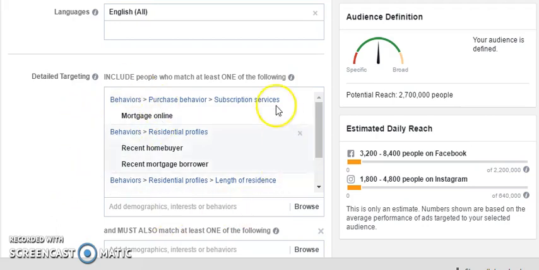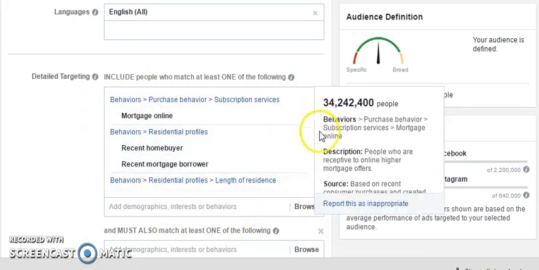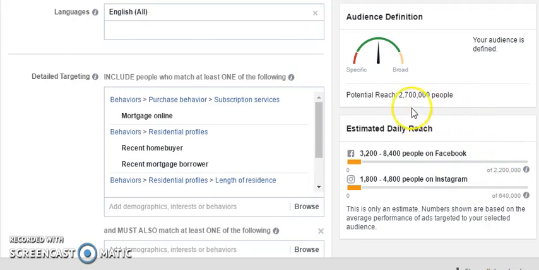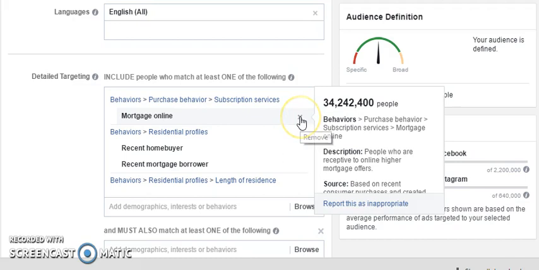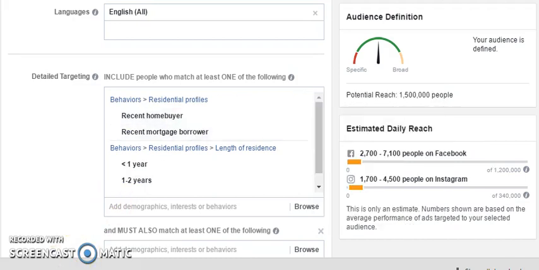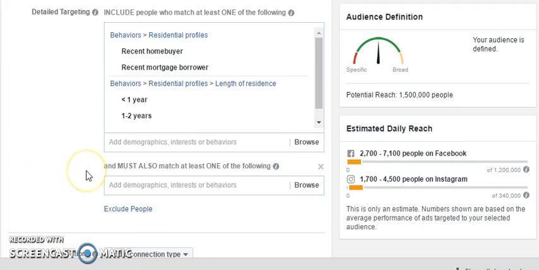So on to narrowing this down a little further. This might seem like an excellent pool of people to run ads to, which it is. You have 2.7 million people which you could actually target. But here's a little trick of the trade. So we're going to take out Mortgage Online. So what we're going to do, we're going to take the mortgage borrower.